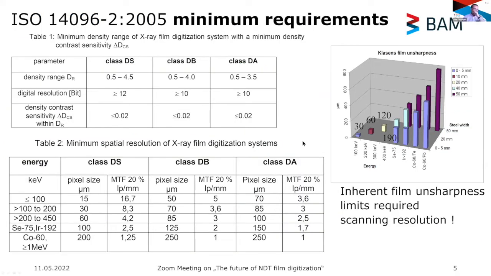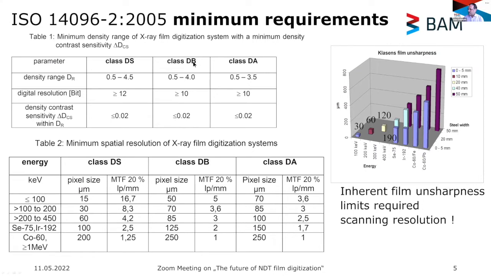So, if you look at what the basic requirements are which are defined in these 14096 standards: there is a part one which gives some measurement procedures, but the real requirements are given in part two, and basically are summarized in two tables, table one and table two. Table one is still okay. What it basically fixes is that you have three digitization classes.